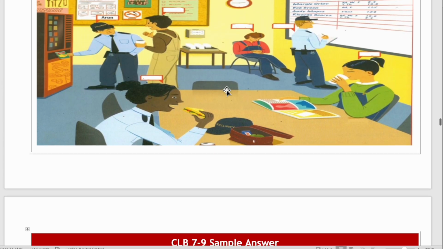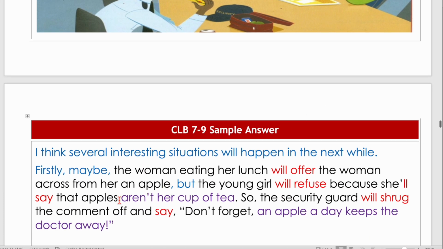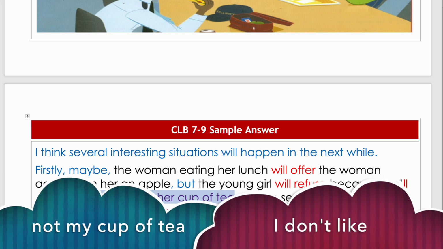So we said this woman here eating her lunch, she'll offer, I see an apple in here. It looks like an apple. She'll offer the young girl an apple, but this young girl will refuse because she'll say apples, they aren't her cup of tea. Wow, okay. Not my cup of tea. I don't like them. Okay.